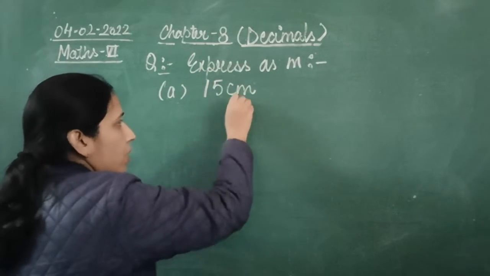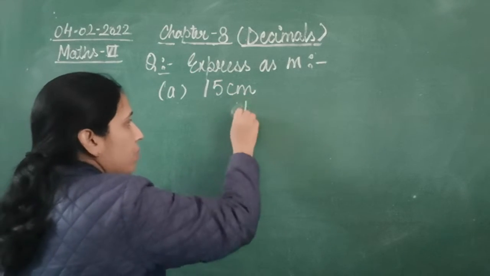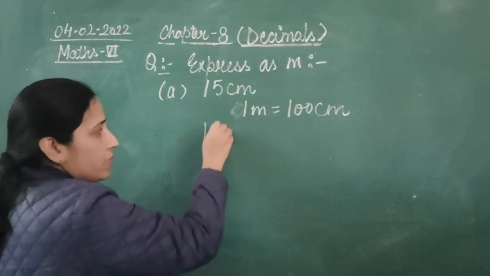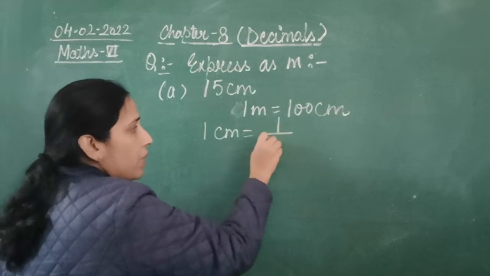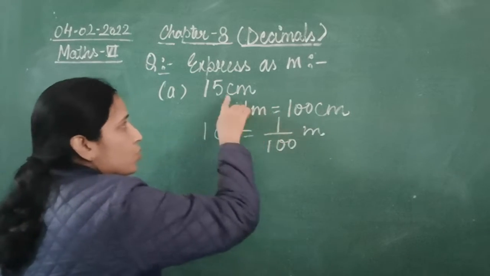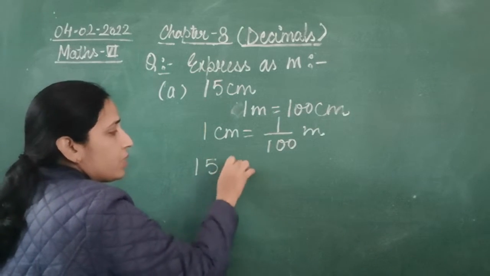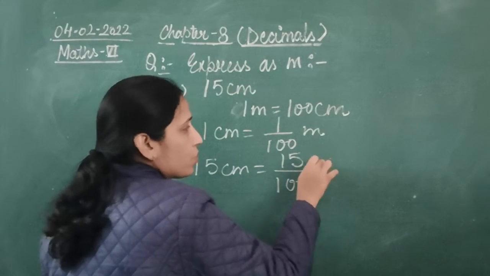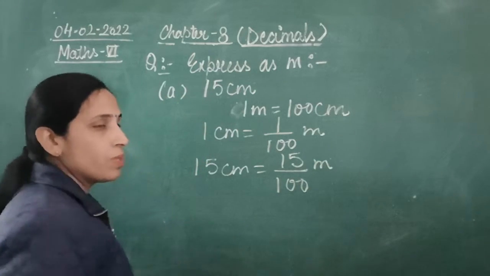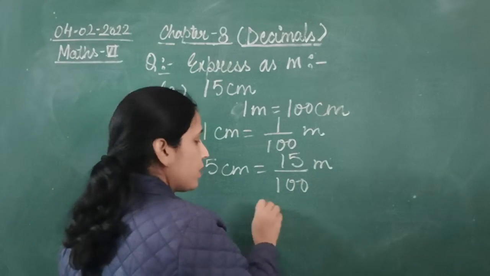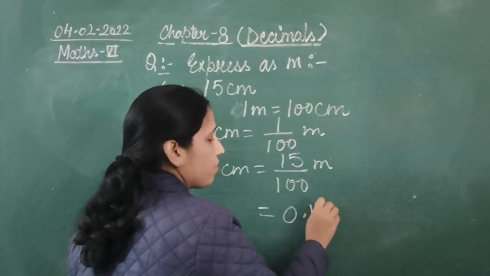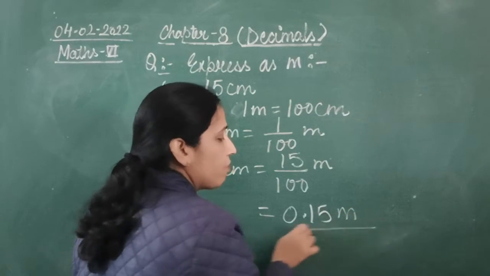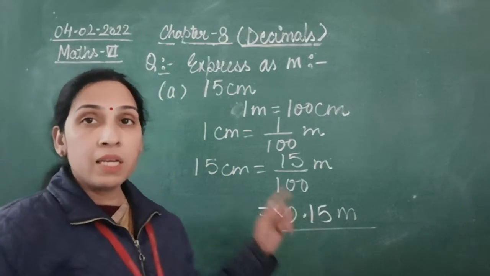Again, we all are aware that 1 meter is equal to 100 centimeters, or we can write it this way also, 1 centimeter is equal to 1 by 100 meter. So 15 centimeter is equal to 15 divided by 100. So now it will be converted into meter. 2 decimal places we require here, this will become 0.15. We are going to count from the back 1, 2 and put the decimal here. 0.15 meter.